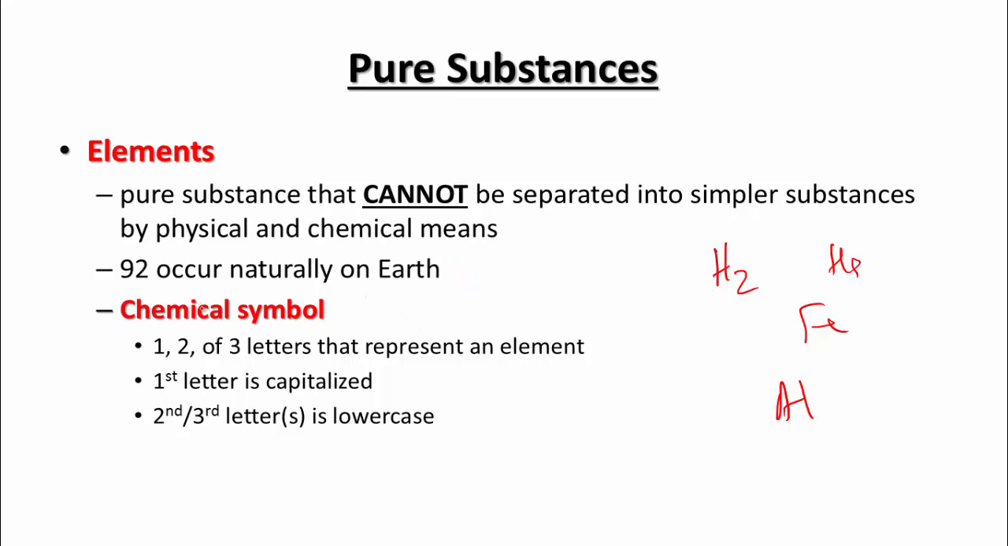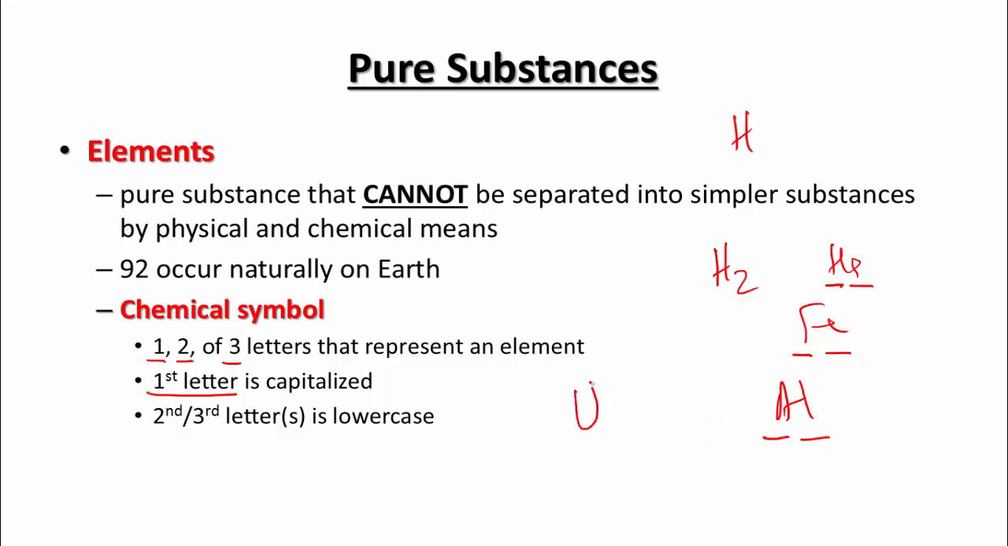Each element has its own unique chemical symbol, and a chemical symbol is either 1 letter, 2 letters, or possibly 3 letters, and the first letter is always capitalized. So we have hydrogen, just the atom, we have helium, which is He, we have iron, which is Fe, we have aluminum, which is Al, and the second letter or third letter, if possible, they are lowercase.